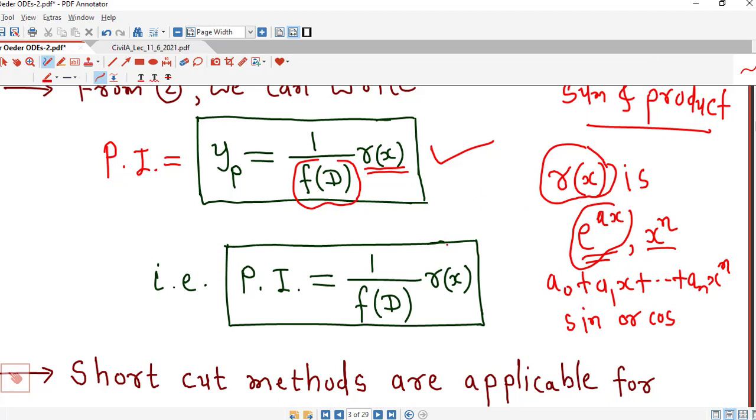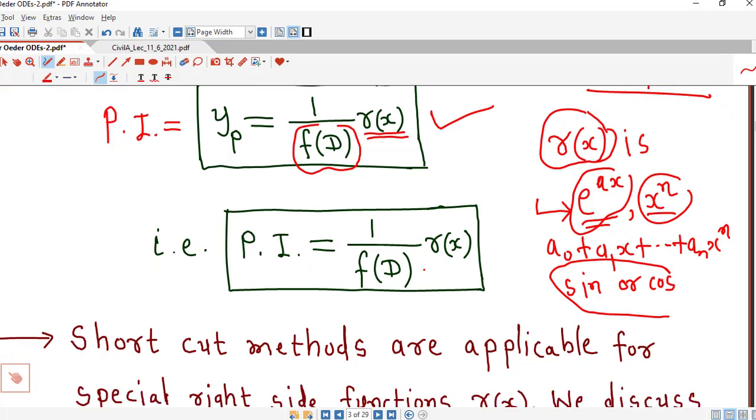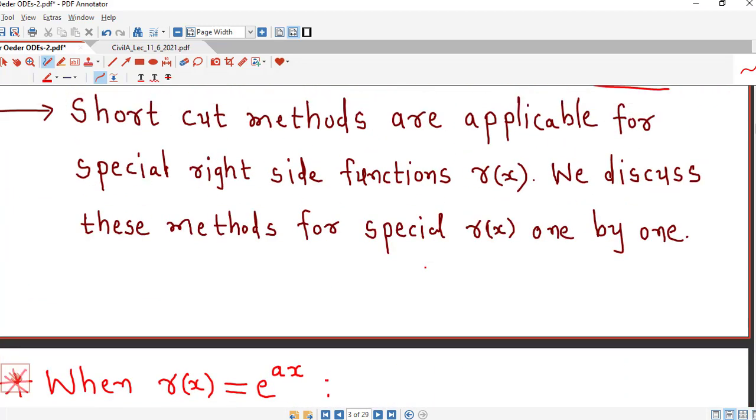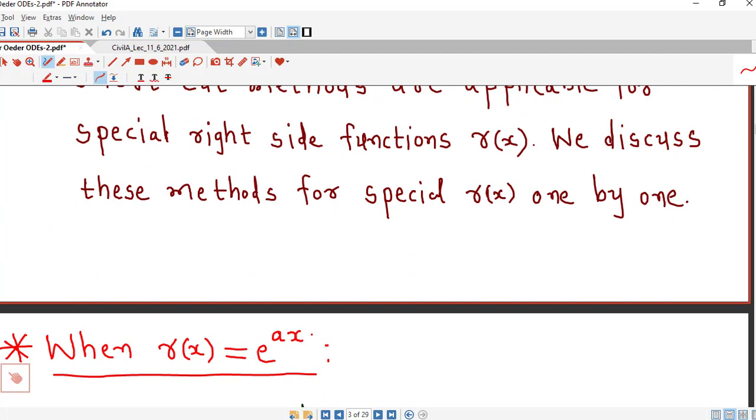So we will discuss one by one all these special right hand sides, but we will remember that these shortcut methods are not applicable for every differential equation. They are applicable for particular right hand sides only. So we are going to discuss all these cases one by one. We will first discuss how to find out particular integral if right hand side is exponential function. Then we will go for trigonometric functions, sine or cosine, and then we will go for polynomial functions and some other cases. So today we discuss this particular integral when right hand side is exponential function.